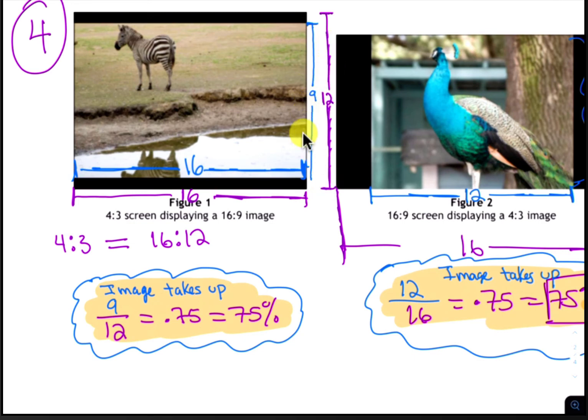So when you look at the height of the image, that takes up 9 out of the total height of the screen, which is 12. So the image takes up 9 out of 12 when it comes to the height. And that percentage would be 0.75 or 75%. Therefore, the image takes up 75% of the entire screen.